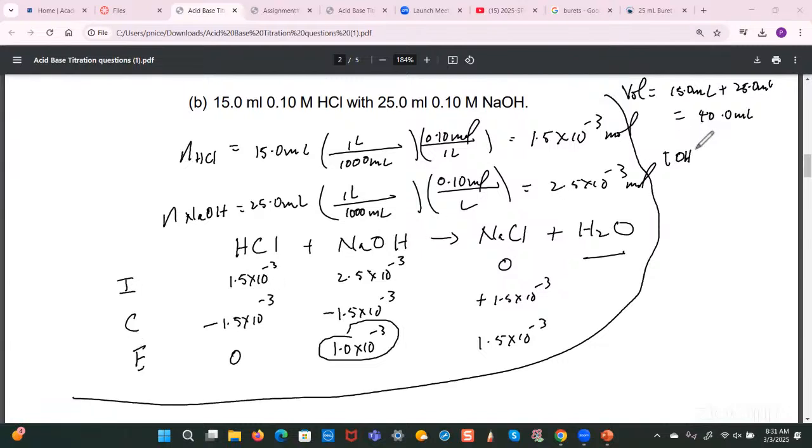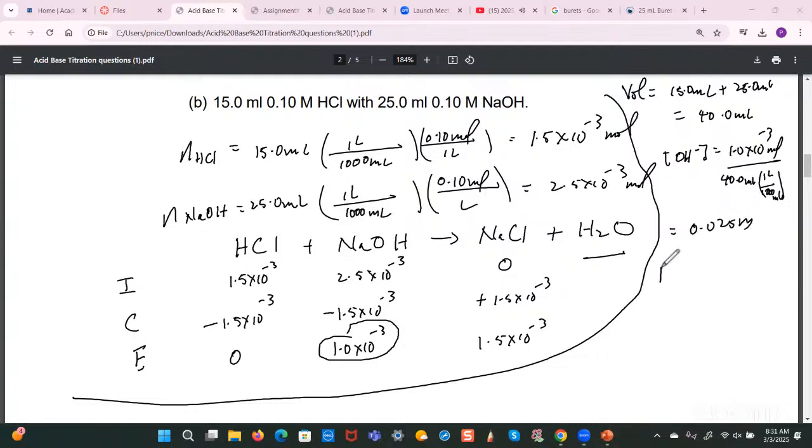The concentration of OH minus would be equal to the moles, which is 1.0 times 10 to the minus 3 moles, divided by the volume, which is 40.0 mLs, which we have to convert to liters. So that would be 1 liter over 1,000 mLs that you multiply by. Hope you can make out my scribblings. So that would be 1 times 10 to the minus 3 divided by 40 times 10 to the minus 3. According to my calculation, again, this is going to be equal to 0.025 M.